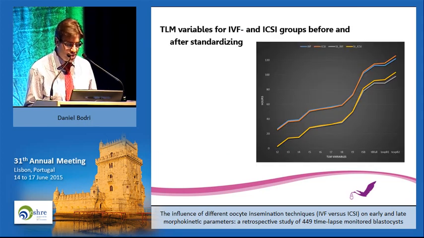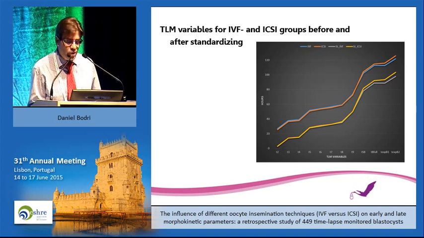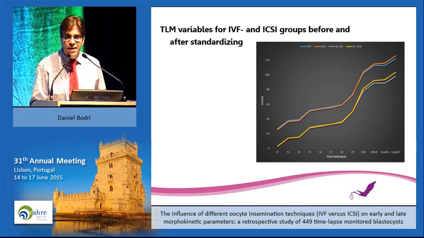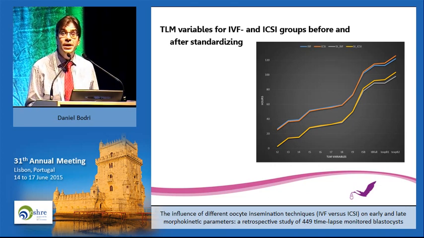This graph also shows the same result. During cleavage stages, when looking at the non-standardized original data set, the IVF curve, blue line, is slightly above the ICSI curve, orange line. Whereas after standardization, both curves, gray and yellow, become completely superimposed. At blastocyst stages, however, the IVF and ICSI curves are diverging increasingly, which is more pronounced in the standardized data set.